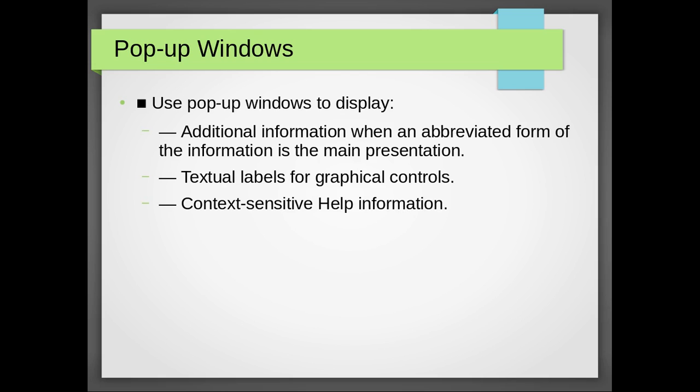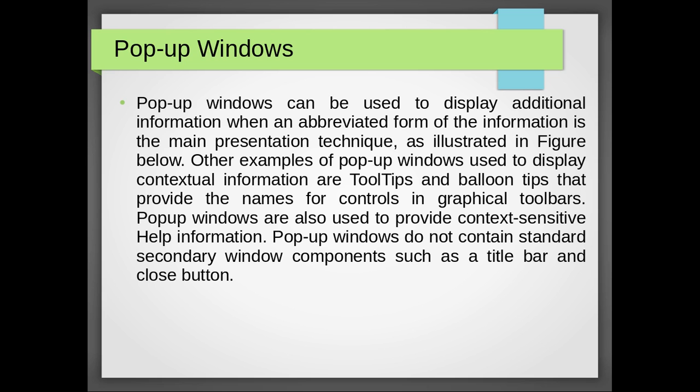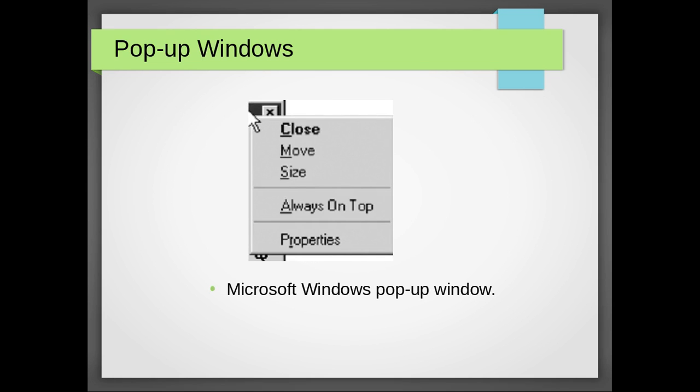Use pop-up windows to display additional information when an abbreviated form of the information is the main presentation. Textual labels for graphical controls, context-sensitive help information. Pop-up windows can be used to display additional information when an abbreviated form of the information is the main presentation technique, as illustrated here.